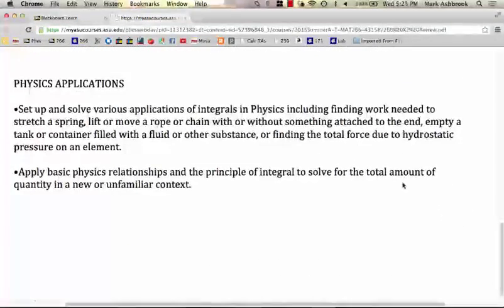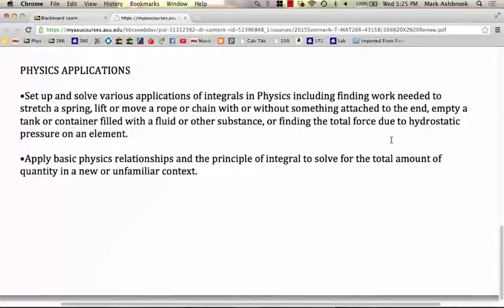And then with physics applications, we did work to stretch a spring, lift or move a rope or chain, empty a tank, and total hydrostatic pressure. Those are the types of examples we focused on. But on the exam, it's going to be variations. It's going to be different contexts applying these principles. Okay, so applying these same principles to a new context, or contexts.